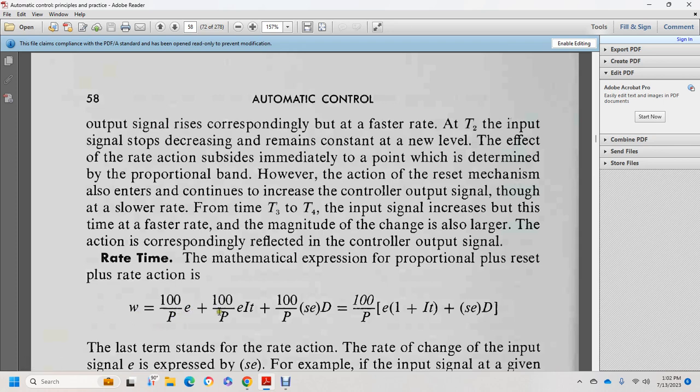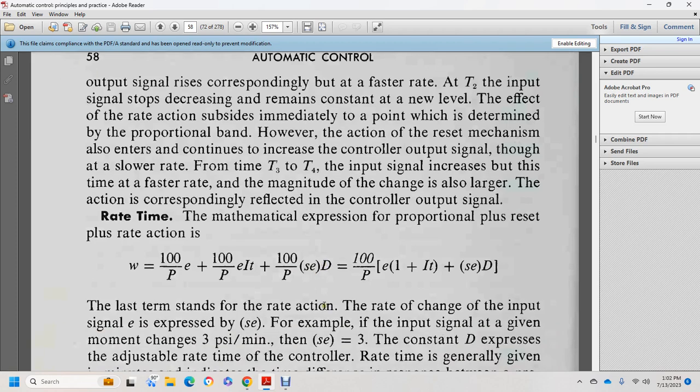the actual signal plus 100 times proportional band times the rate factor times time, plus 100 times proportional band times SE, which is the input signal rate of change, expressed times D, the constant expressed as the adjustable rate of the controller, equal to 100 over the proportional band. The actual signal equals the factor times T, and the input rate of change times D is the constant expressed as the adjustable rate of the controller.